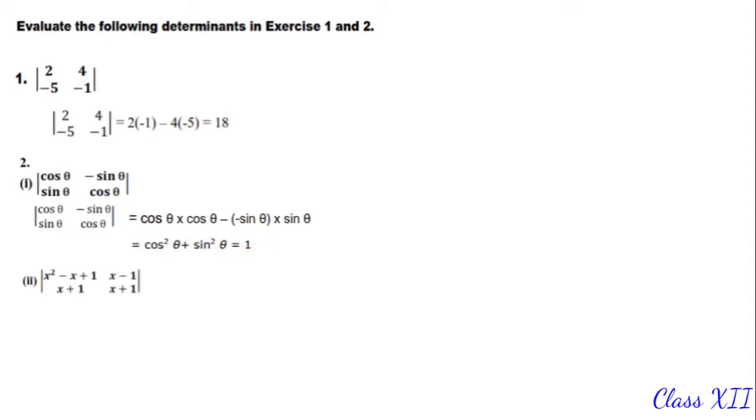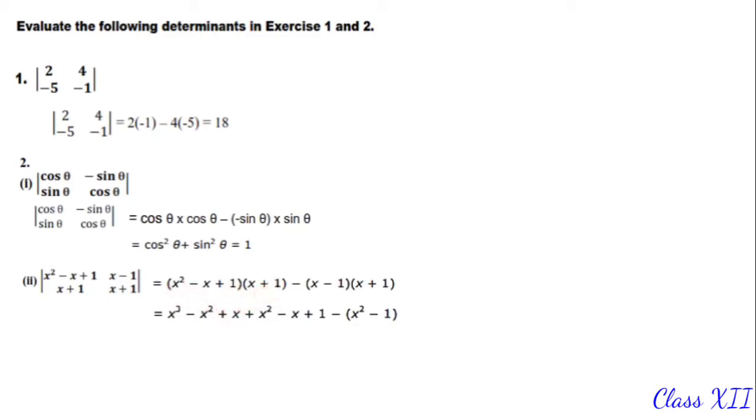Second question, determinant x square minus x plus 1, x minus 1, x plus 1, x plus 1. So expand it along the diagonal. X square minus x plus 1 into x plus 1 minus x plus 1 into x minus 1. Remove the bracket. X square into x, that is x cube. Then x into x, that is minus x square. 1 into x, that is x.